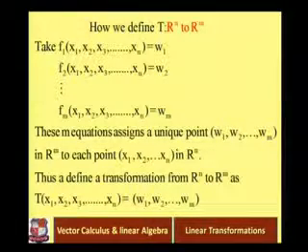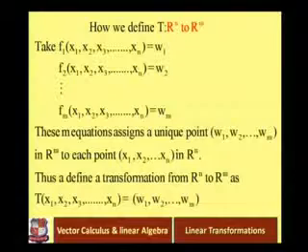Now the next question arises in our mind: how do we define the transformation T from Rn to Rm? So here is the solution. We take m real valued functions. The first one is f1 of x1, x2, x3 up to xn is equal to w1, f2 of x1, x2, x3 up to xn is equal to w2, up to fm of x1, x2, x3 up to xn is equal to wm. So a total of m real valued functions whose images are real numbers w1, w2, up to wm.